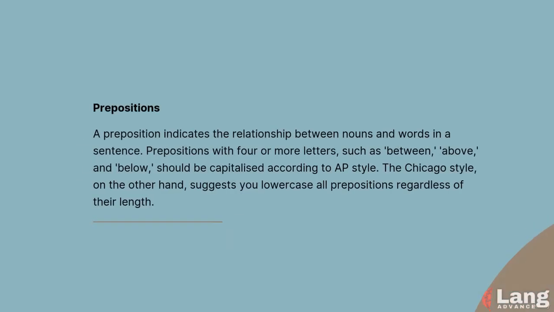Prepositions. A preposition indicates the relationship between nouns and words in a sentence. Prepositions with 4 or more letters, such as between, above, and below, should be capitalized according to AP style. The Chicago style, on the other hand, suggests you lowercase all prepositions regardless of their length.